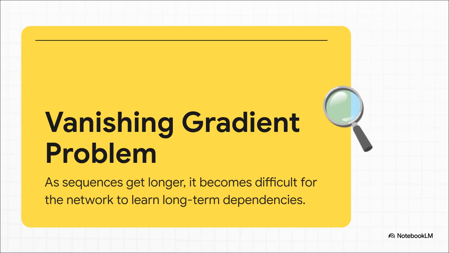The best way to think about it is like a game of telephone. The information, or the signal from that first word, gets passed down the line, but at each step it gets a little weaker, a little more garbled. By the time you get to the end of a long sentence, that initial signal has pretty much vanished. The network literally forgets what it saw at the beginning.